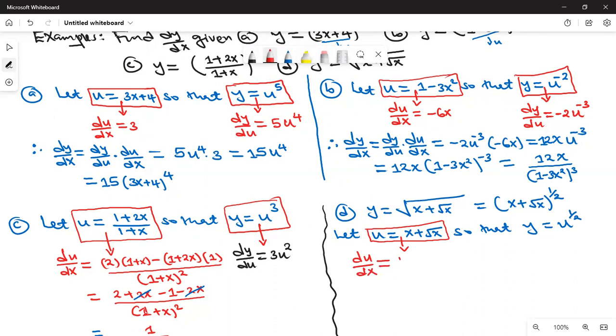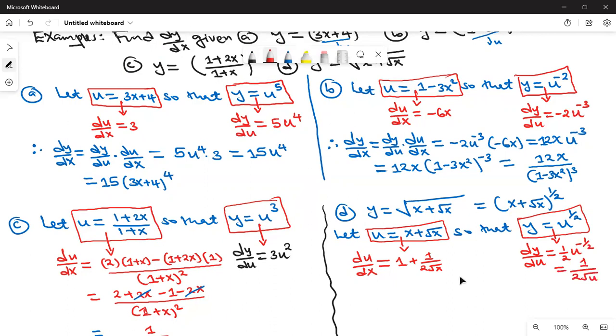Differentiate this with respect to x, so we get du dx. What will it give us? It will give us 1 plus the derivative of root x, which is the same as 1 over 2 root x. We already did it under the power rule. Because root x is the same as x raised to 1 over 2, then apply the power rule to differentiate it. You're going to get 1 over 2 root x. What about the other one? y is equal to u raised to 1 over 2. This will give us dy du equal to 1 over 2 times u raised to negative 1 over 2, and so this you can write as 1 over 2 root u.